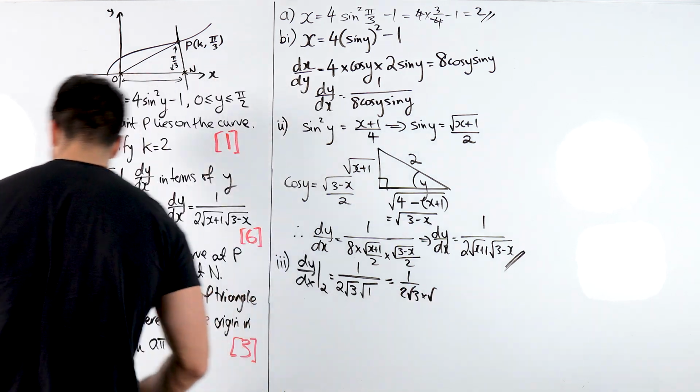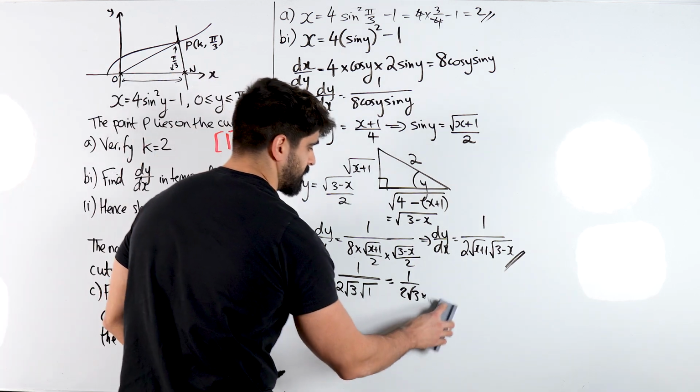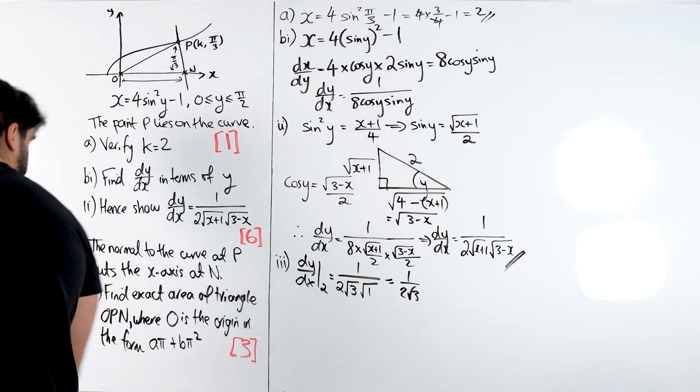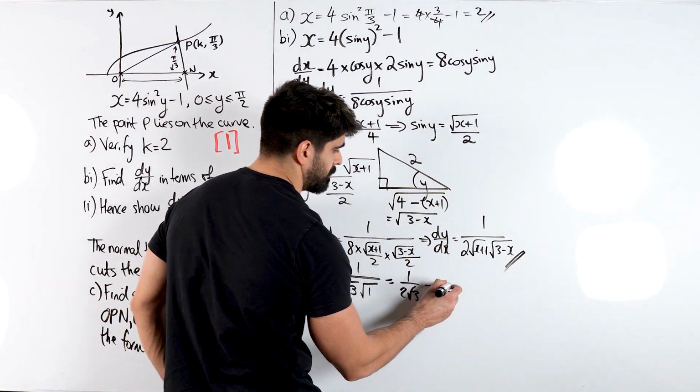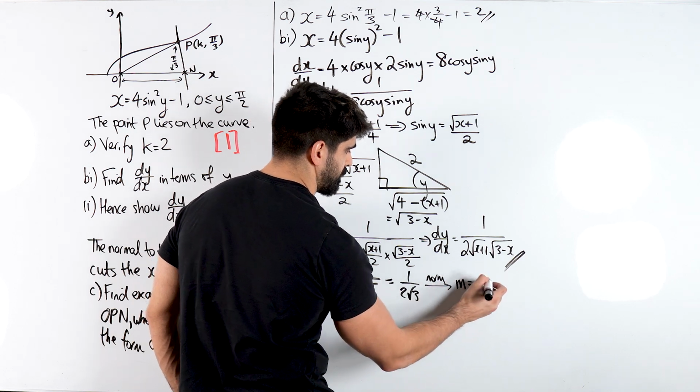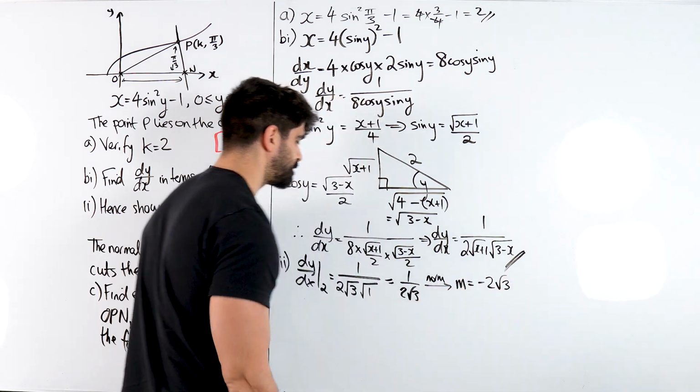Actually, do you know what? I'm not going to do that. The reason for that is I'm going to do the negative reciprocal, right? So because I need to do the negative reciprocal, I might as well just leave it like that. So my normal, big up Norman in that, the gradient will be the negative reciprocal of that, which is minus 2 root 3.